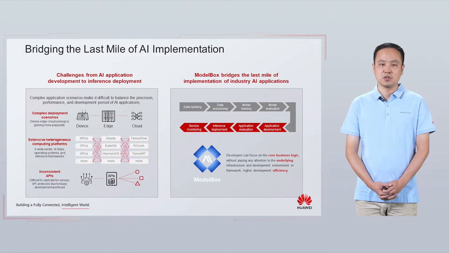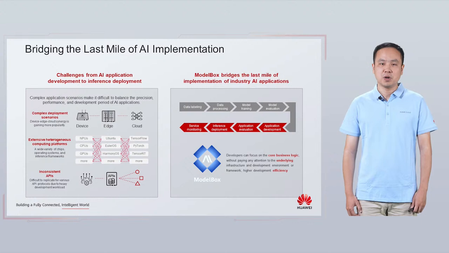Huawei has been making efforts to implement AI in different industries. However, we found that the large-scale implementation of AI applications is still facing multiple challenges. For example, AI deployment scenarios are complex, and there is no unified system architecture for devices, edges, and the cloud. Besides, computing platforms are heterogeneous and diverse, making it difficult to optimize applications' performance. What's more, there are no unified APIs for the basic AI inference framework, so users have to perform time-consuming API adaptation before calling each time.